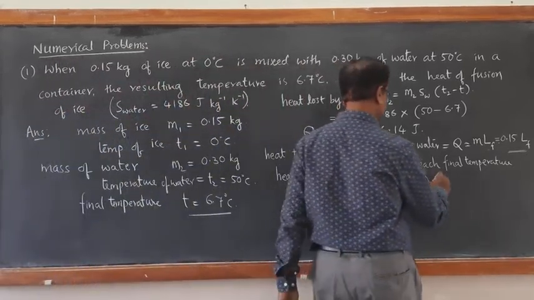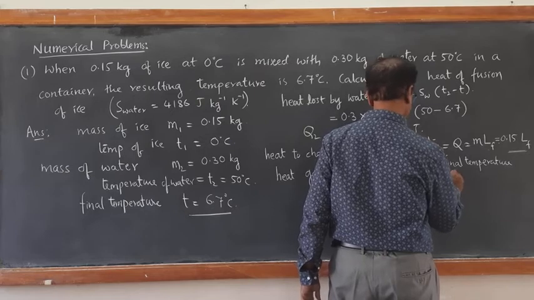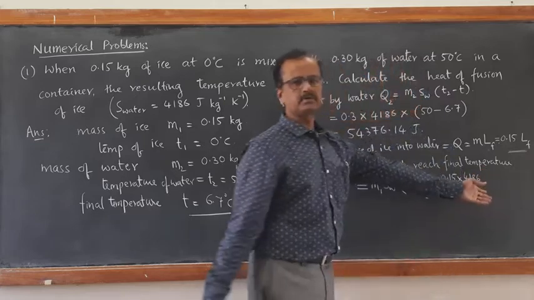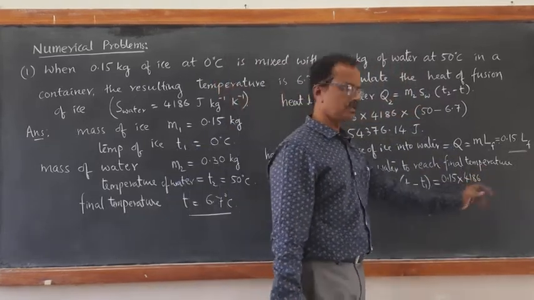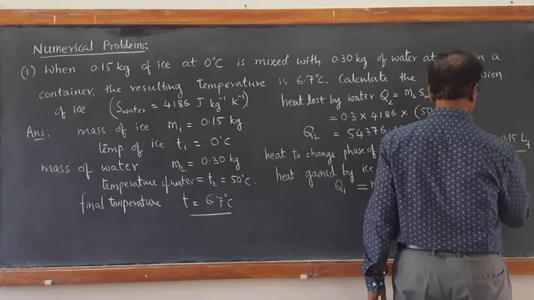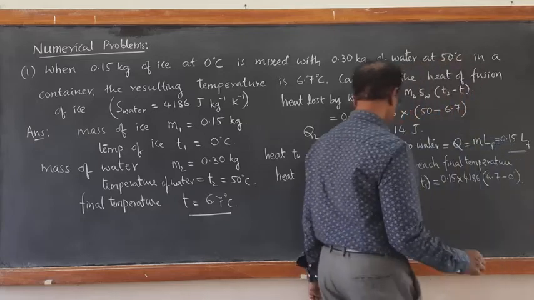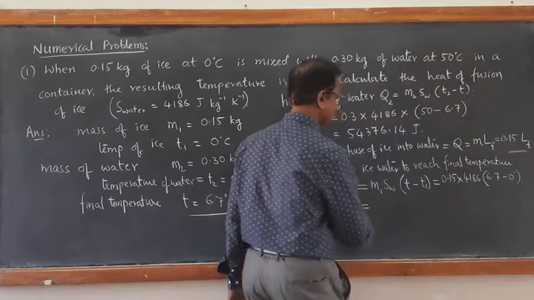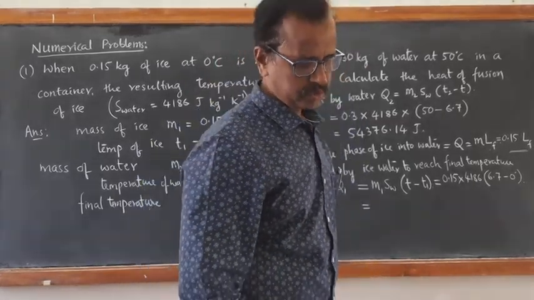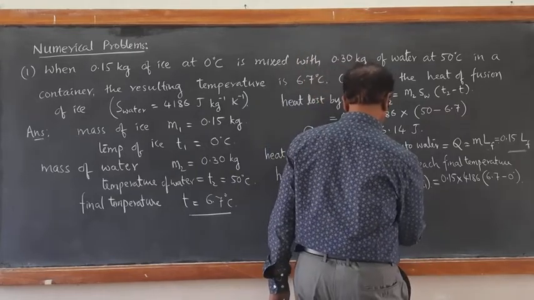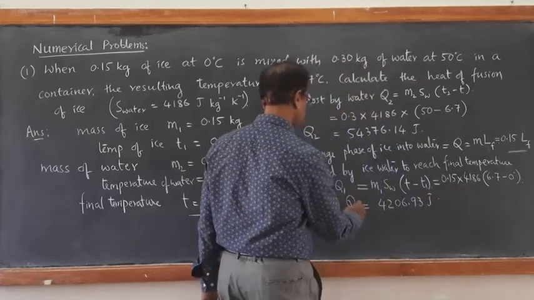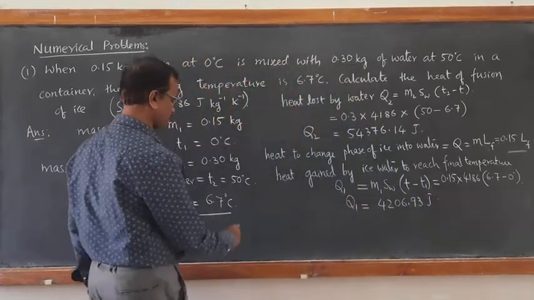So this becomes 0.15 into 4186. You can take 4200 for convenience, 4200 into the temperature, final temperature is 6.7 minus 0 degrees Celsius. So if you calculate this, it comes out to be, quickly we can write, 4206.93 joules. Now we are using the principle of calorimetry.